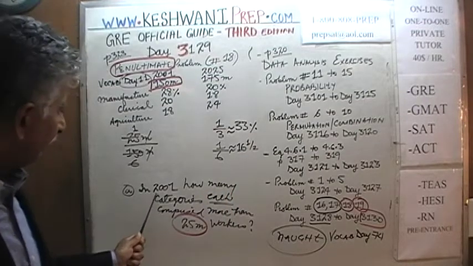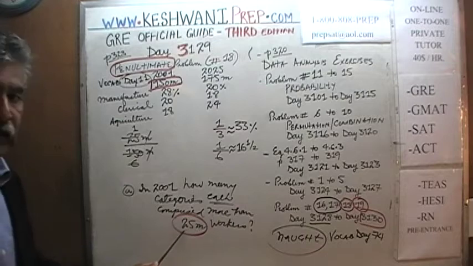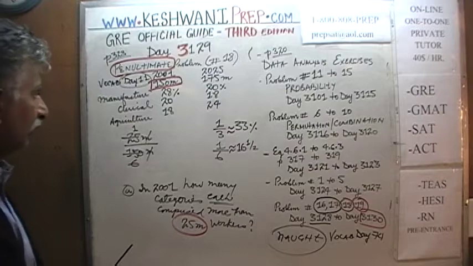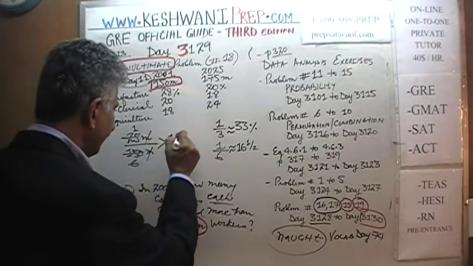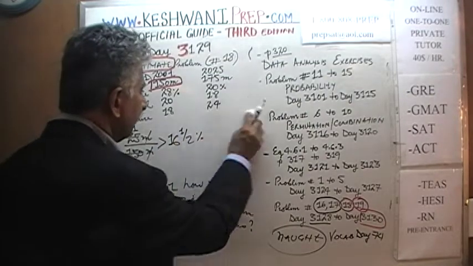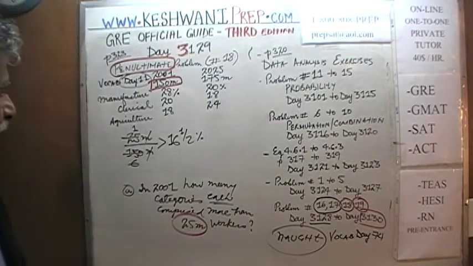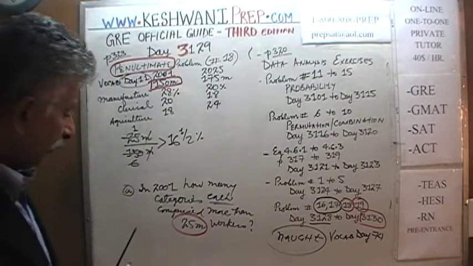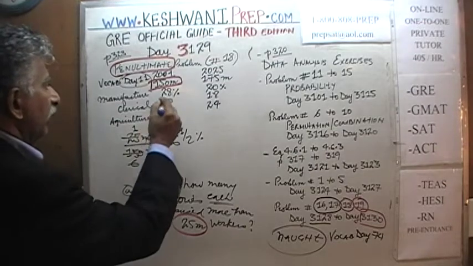So now the question is, in 2001, how many categories each comprise more than 16.5% of the labor force? But let's find out. Now we're done. How many categories employed more than 16.5%? Well, it's right here. We're looking for 2001, you understand? Not 2025, 2001. Well, here we go.